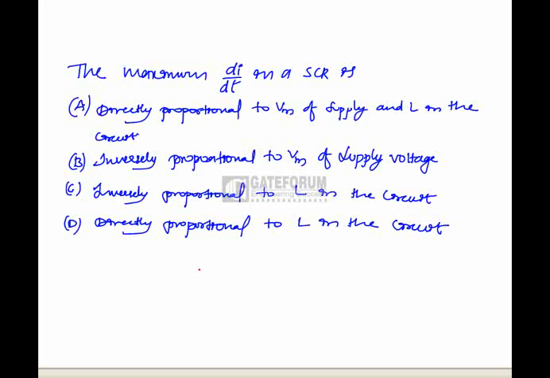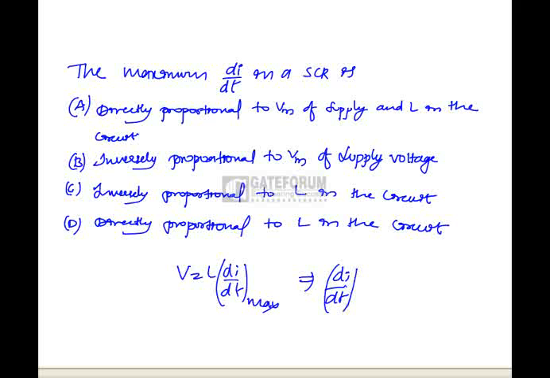The maximum di/dt in an SCR is? Now we know that V is equal to L di/dt. We can write it at maximum: di/dt max is equal to Vs by L, or root 2 Vm by L. From this we can say that di/dt is directly proportional to the peak voltage Vm and inversely proportional to L in the circuit. The only option which satisfies this is option C. Option C is the correct answer.